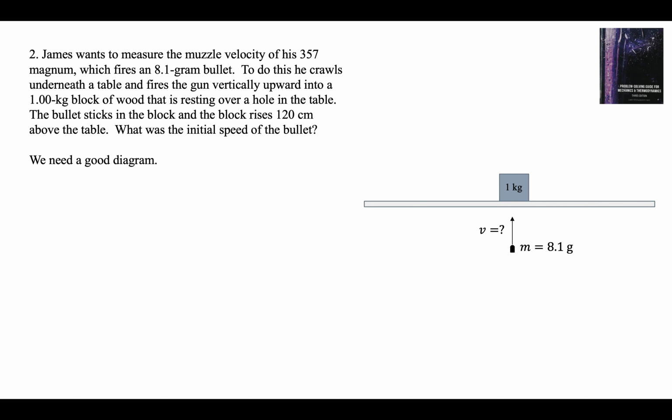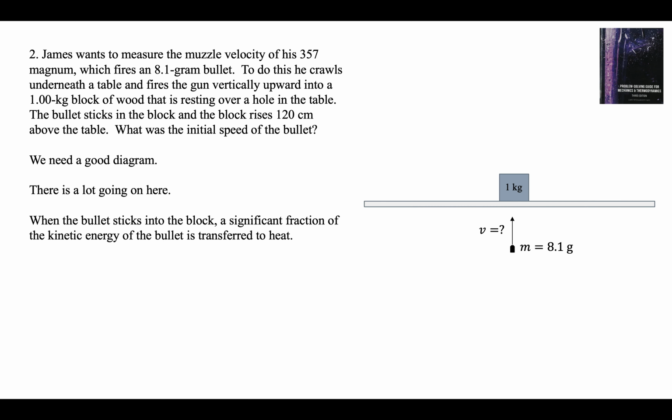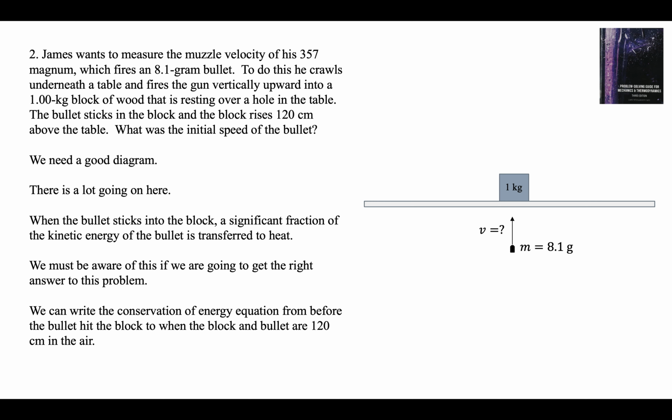We need a good diagram. There's a start, there's a hole in the table, the bullet goes through the hole, hits the 1 kilogram block, stays in it, and the 1 kilogram block flies up 1.2 meters. So, when the bullet sticks in the block, a significant fraction, as we will see, of the kinetic energy is transferred to heat. A lot of heat is generated. If we're going to get the right answer to the problem, we have to understand that we're going to lose a lot of kinetic energy to thermal energy.